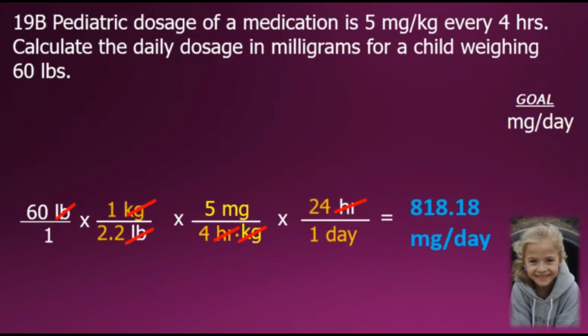and 1800ths. Since this is a pediatric dosage, the procedure is to truncate rather than round up and perhaps risk over-medicating the patient. To truncate this to the nearest tenth, we will drop the 800ths for the correct medication dosage of 818 and 1/10 milligram per day.